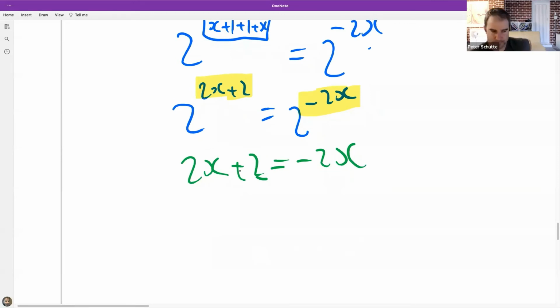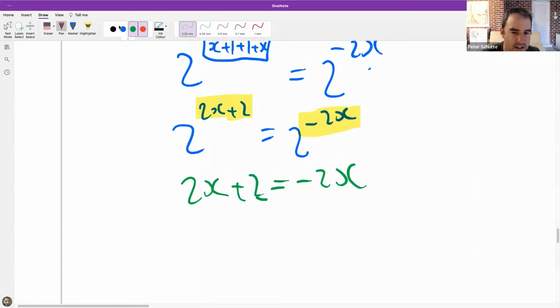Now I think we're going to say... What are we going to do? How do we deal with this negative 2x?